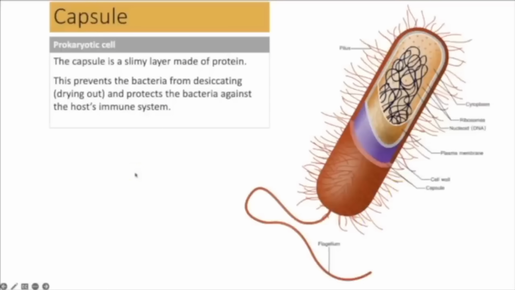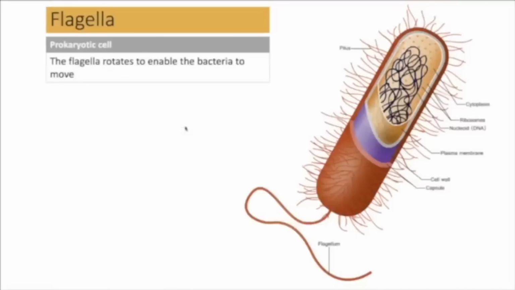And the function is to prevent the bacteria from drying out or desiccating. But it also helps to cover the antigens to make it harder for the host's immune system to detect the bacteria. The flagellum, which some bacteria have, and some might have multiple, some might only have one, some won't have any, just like a flagella in a eukaryotic cell, it rotates and its function is to move the bacterium.